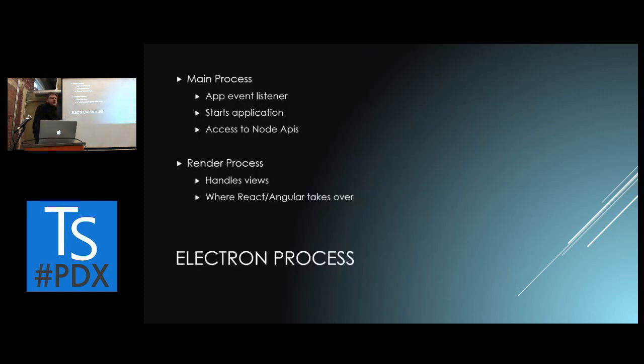So if you're going to use Electron, the basics are you have a main process and a render process. The main process listens for events and starts the application. You have access to Node APIs there. And the render process is where you want to instantiate your React or Angular application, right?